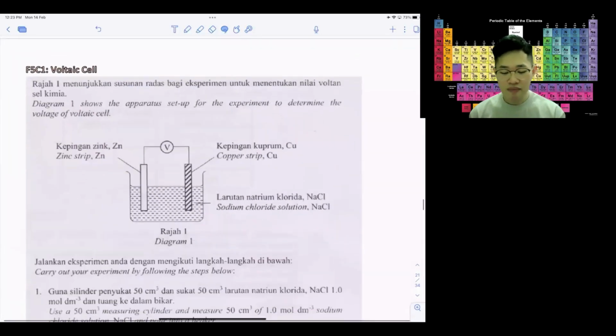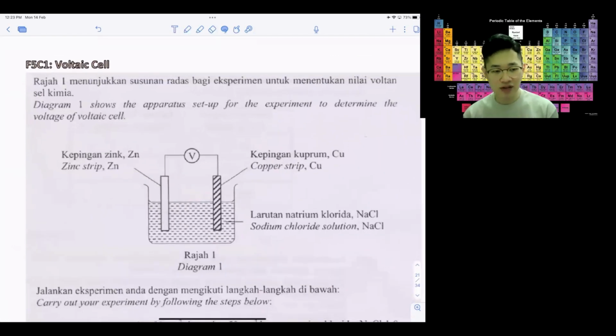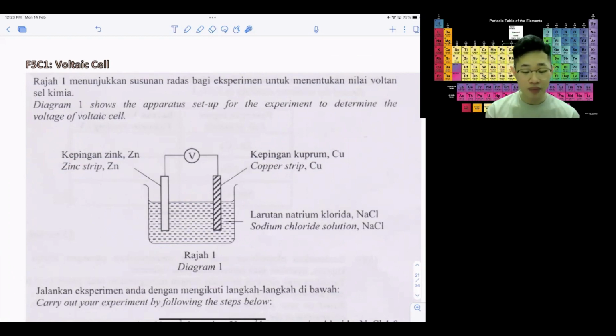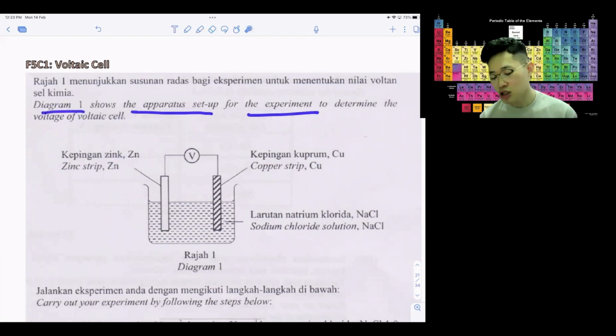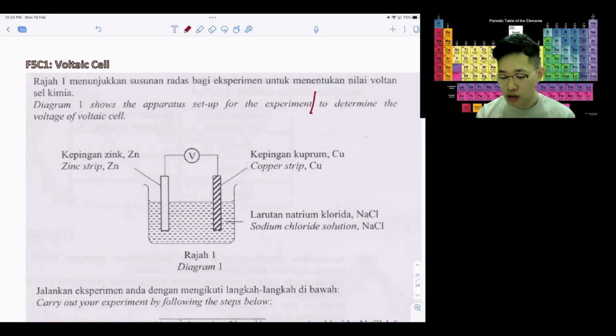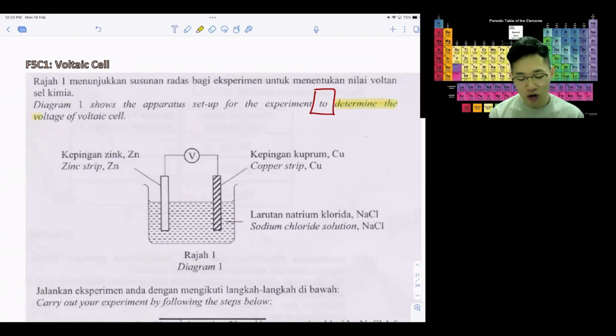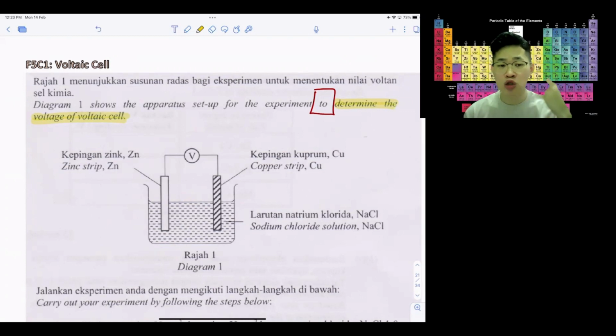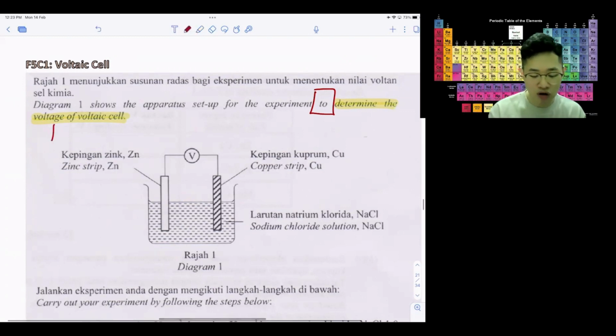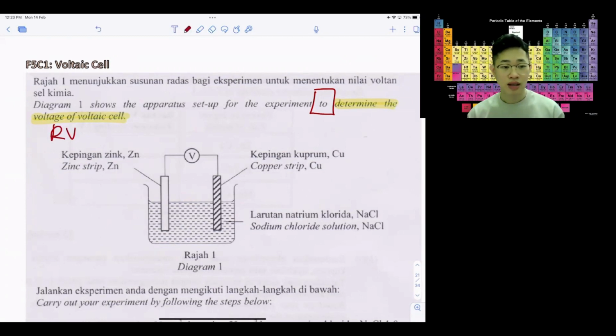For paper 3, remember, always read the question carefully because they will tell you what they are trying to do. For example, in this question they say, diagram 1 shows the apparatus set-up for experiment 2. When you see the word experiment, start to be alert. What are they trying to do? To determine the voltage of the voltaic cell. Basically, when they tell you what they are trying to do, that will be your responding variable. I'm trying to find out the voltage of the cell.